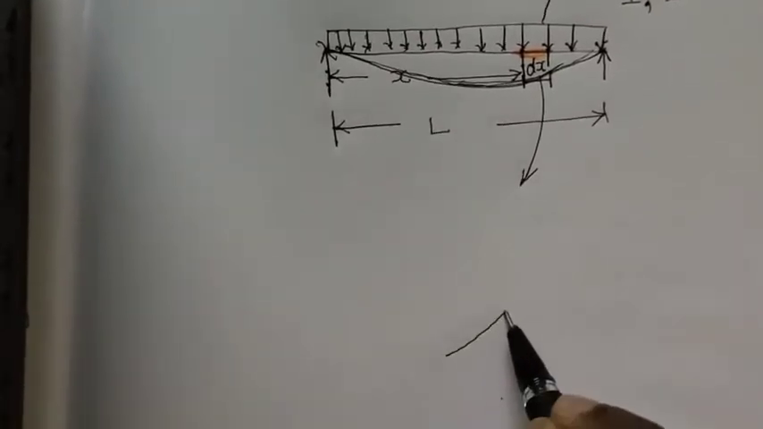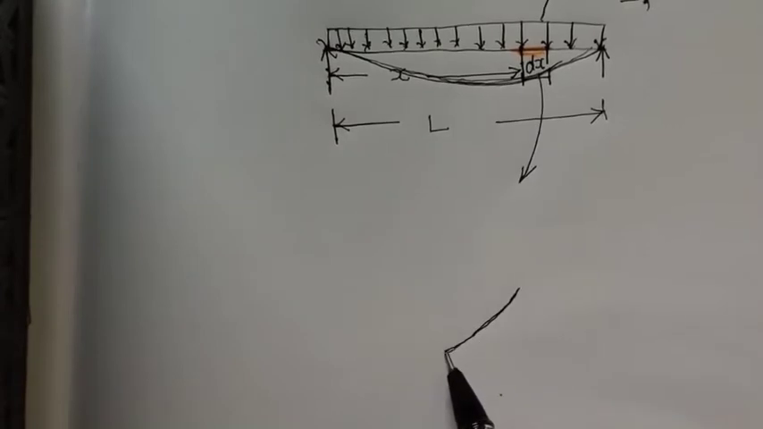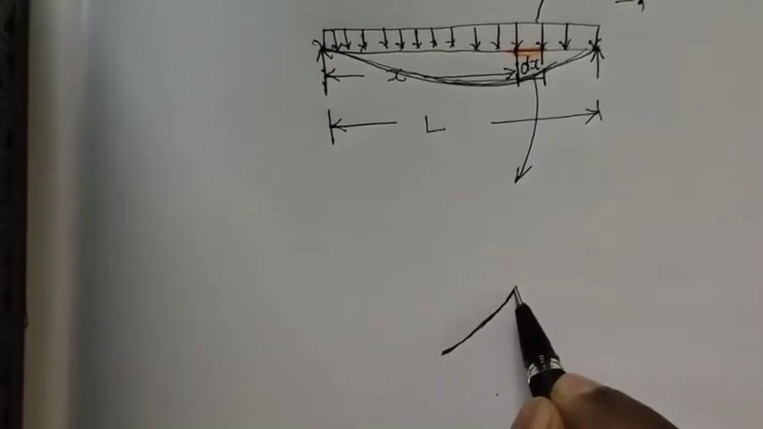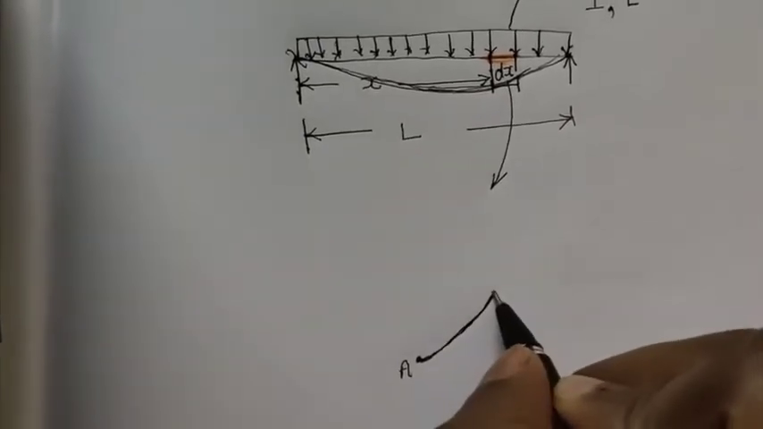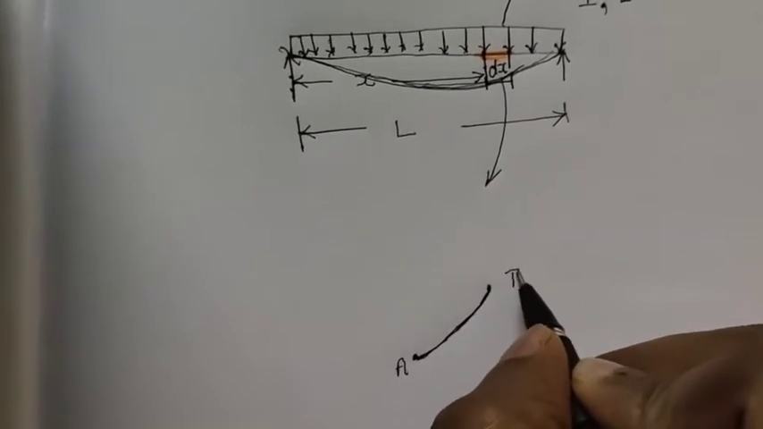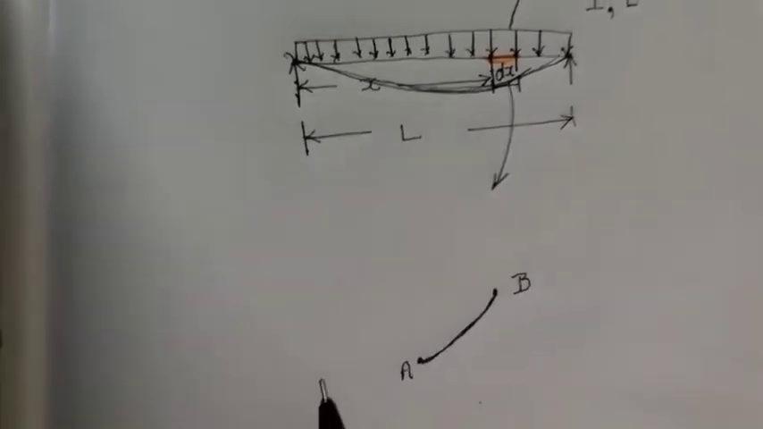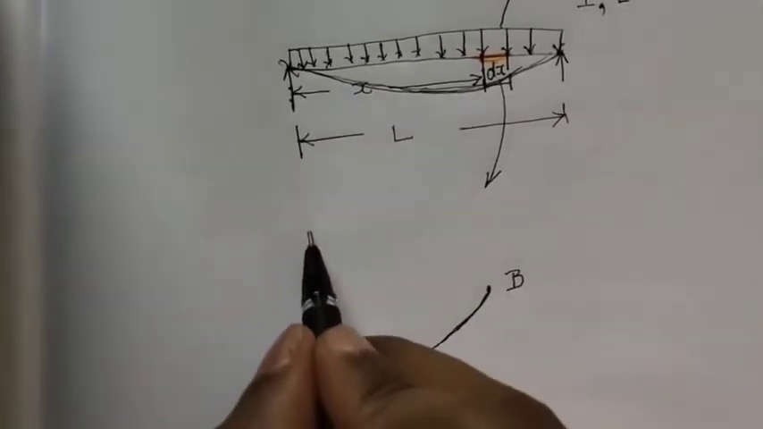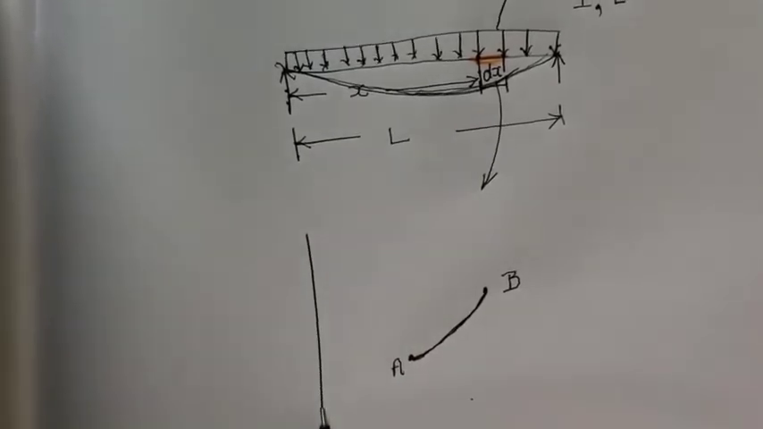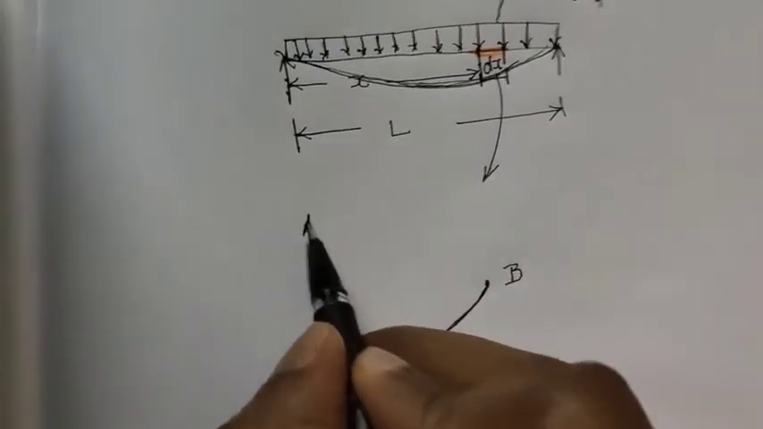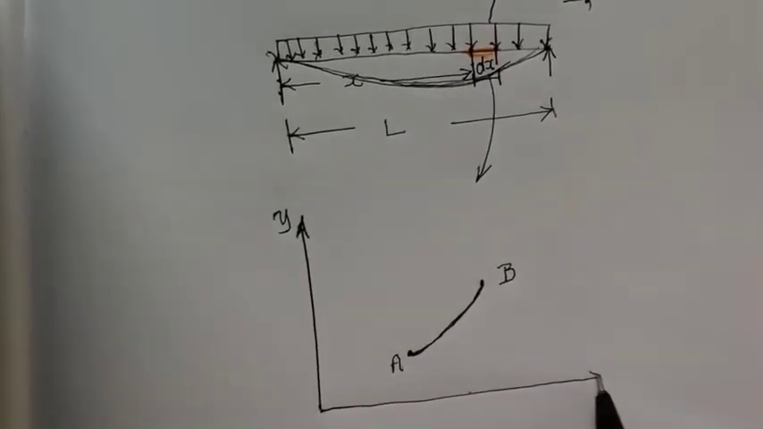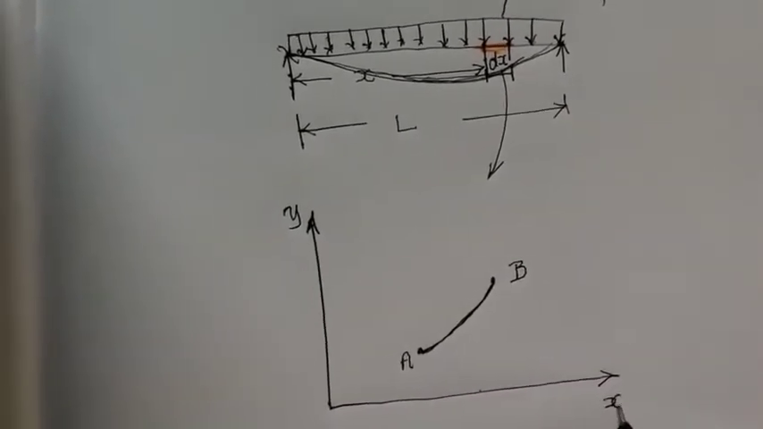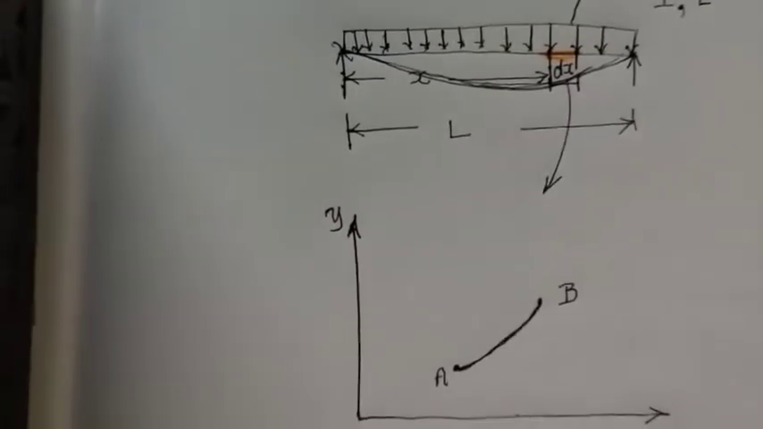So this is the small portion. It is like an arc. Let us say that this arc has points A and B. What I'm going to do is introduce a set of coordinate axes. So this is going to be our y-axis. This is going to be our x-axis. So you see x and y are our reference frame now.